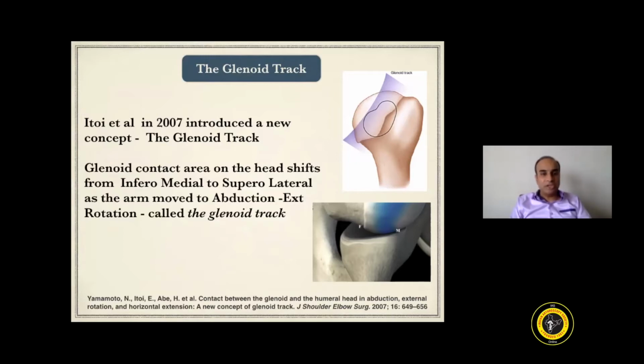And this area shifts from inferomedial to superolateral as the arm is moved to abduction, external rotation, or the ABER position. This was first described in the year 2007 by Eiji Itoi from Japan.